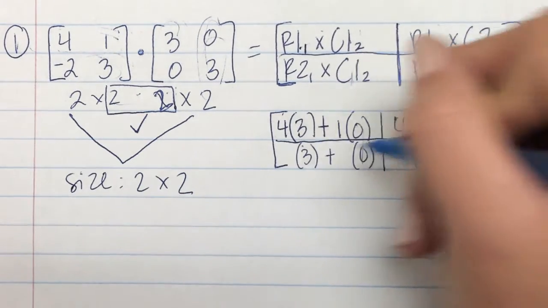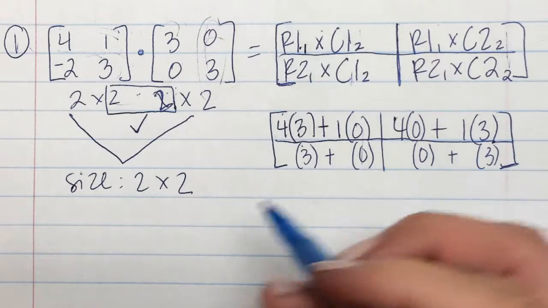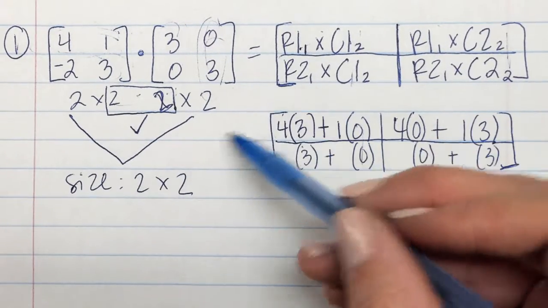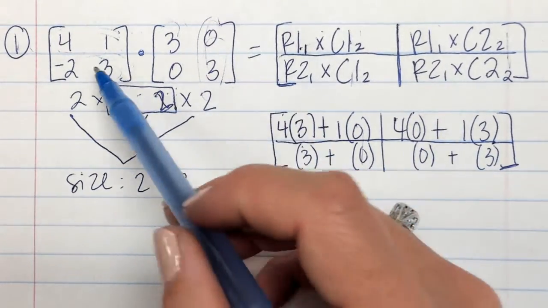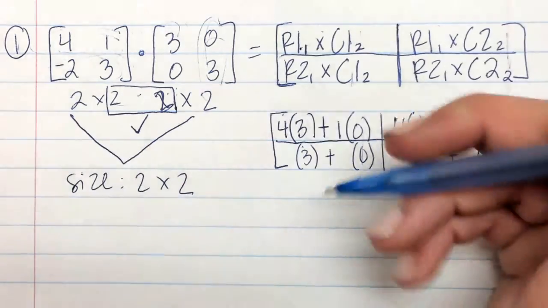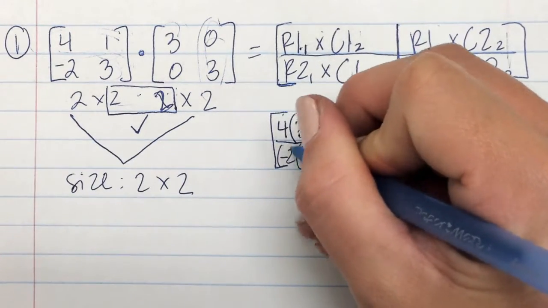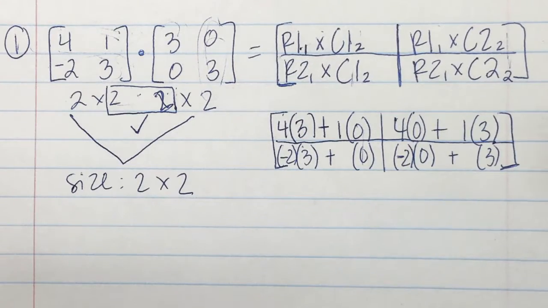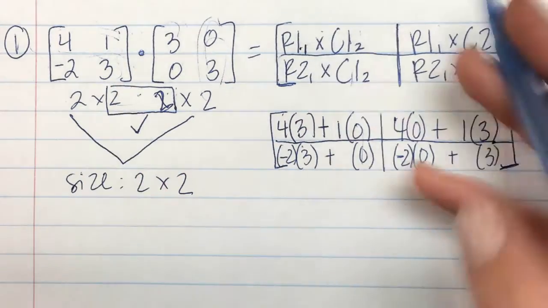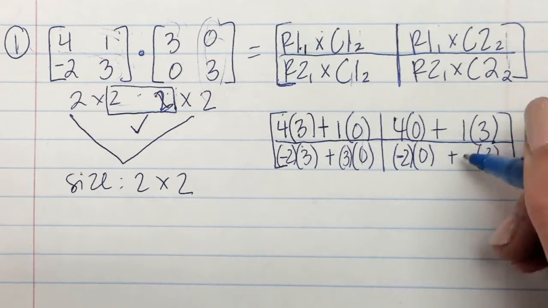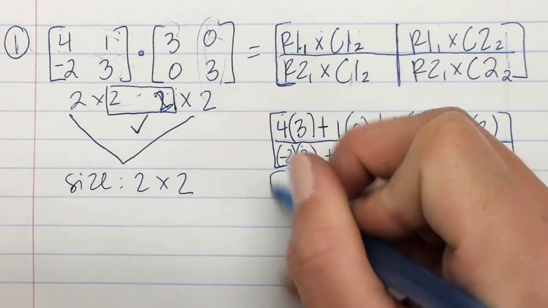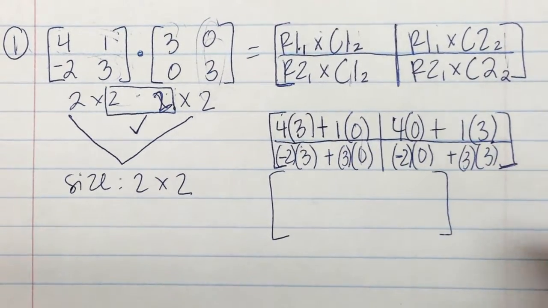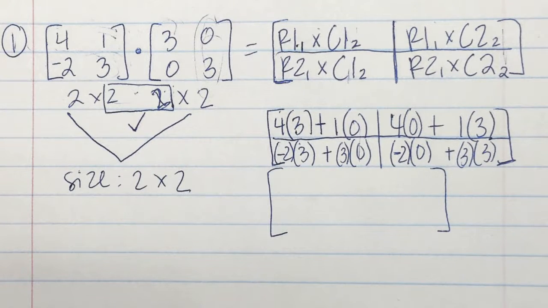So now we just need to fill in our missing pieces. What is the first number in row 2 in matrix 1? Good. So negative 2 goes first on both of these, right? What's the next number? Very good. Last but not least, we just clean it up. And this is just doing math.